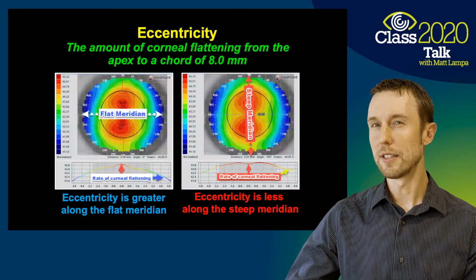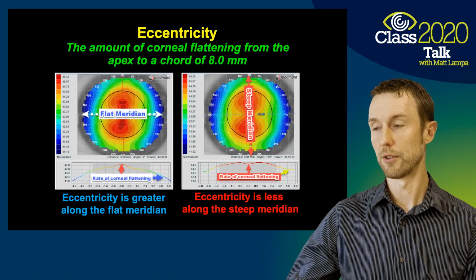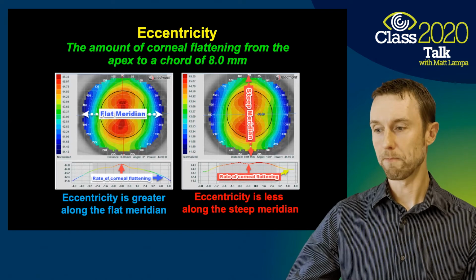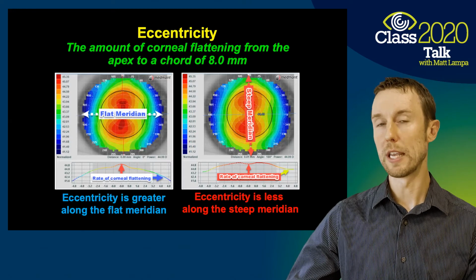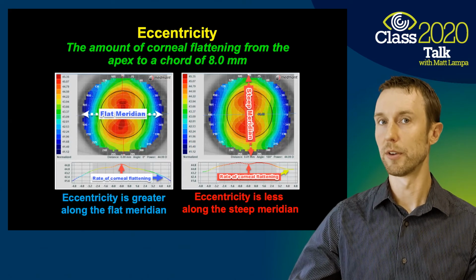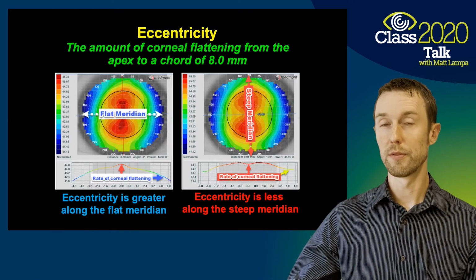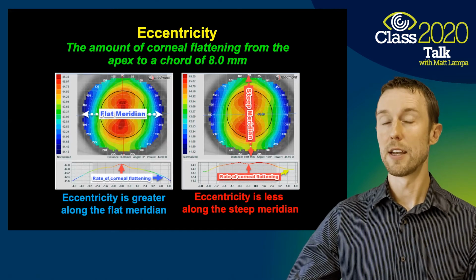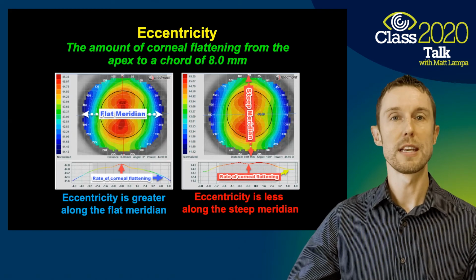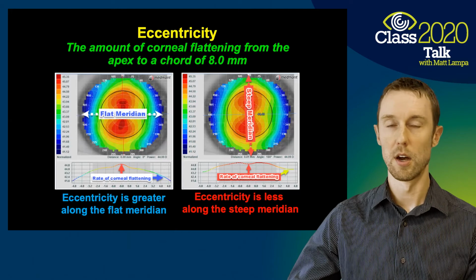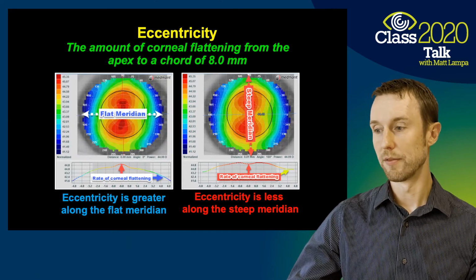Now, it's a little difficult to get our mind's eye around what's happening in terms of corneal eccentricity. What we're saying here is the rate of change. How fast does the cornea flatten from center to periphery is really what eccentricity is telling us. So in terms of reference, an eccentricity of 0 is saying that it's a perfect sphere. There is no flattening anywhere on that eye. So the greater the number, the faster the rate of flattening.